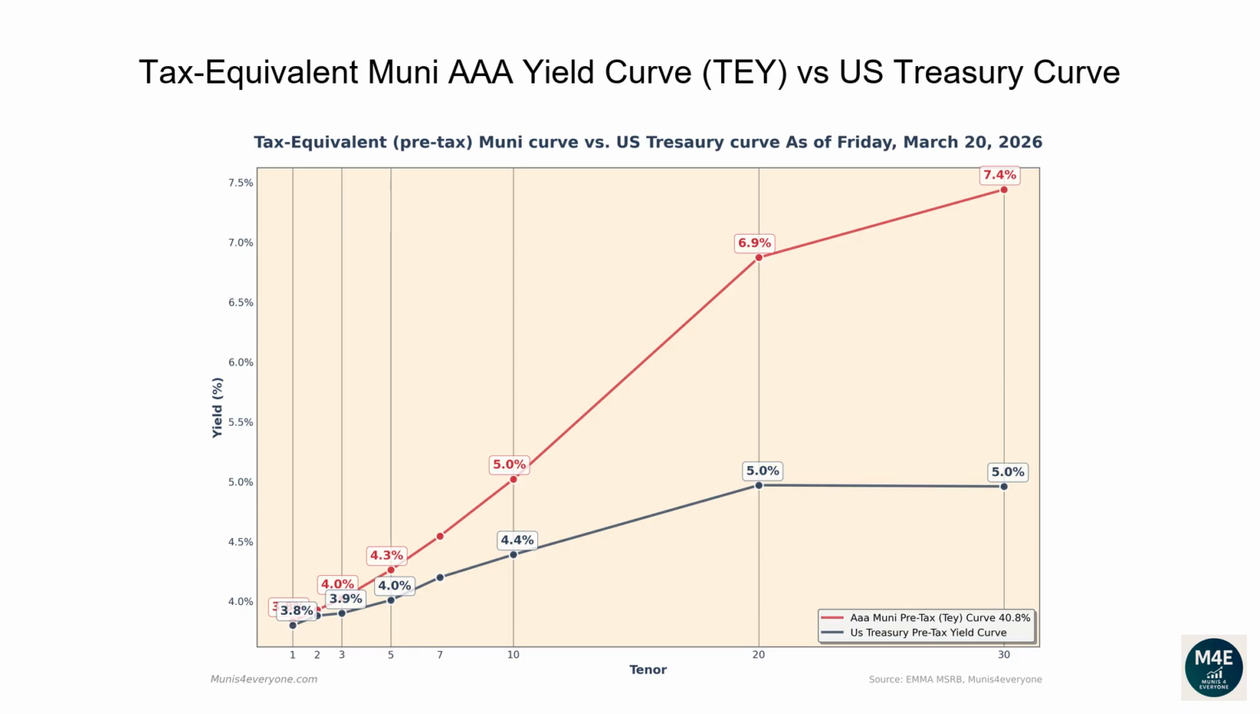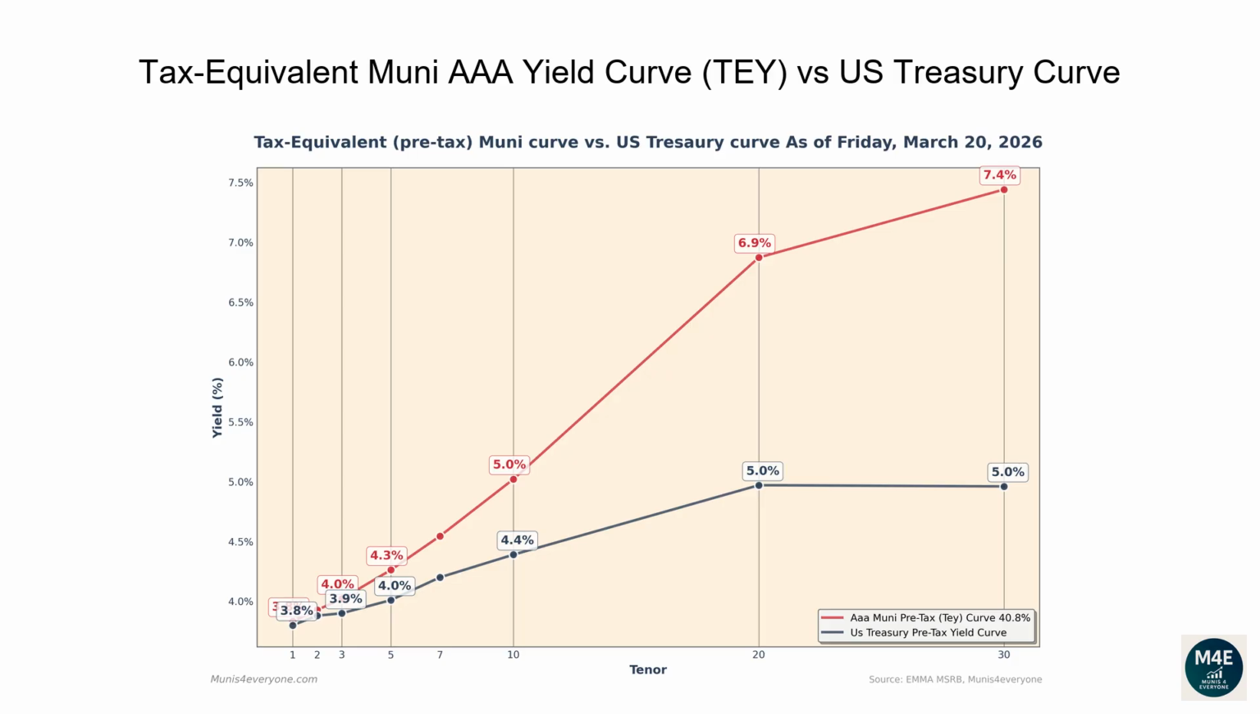Let's now go over the tax-equivalent Muni AAA yield curve versus the US Treasury Curve. The reason why investors and financial professionals care about Muni's tax-equivalent yields is to simply have the ability to compare them against US Treasury yields, which are pre-tax yields.